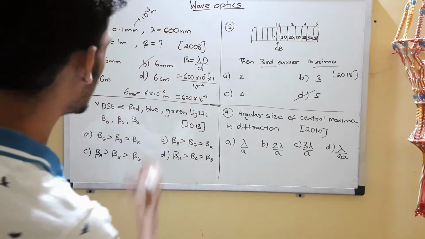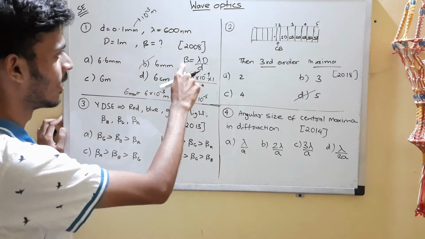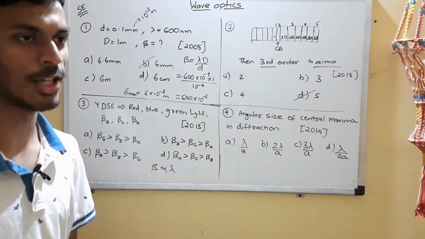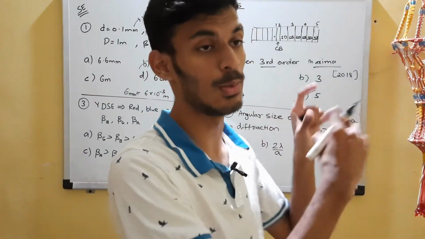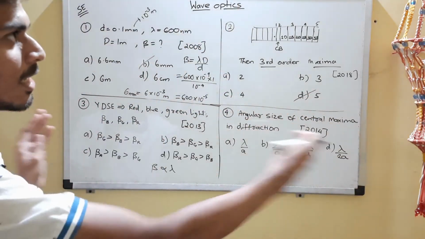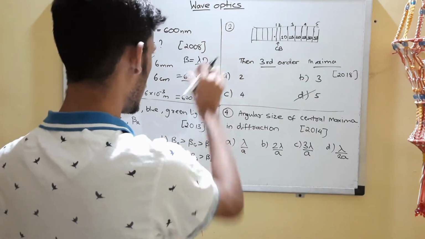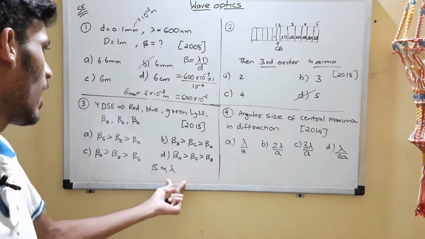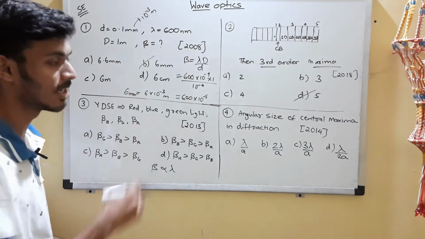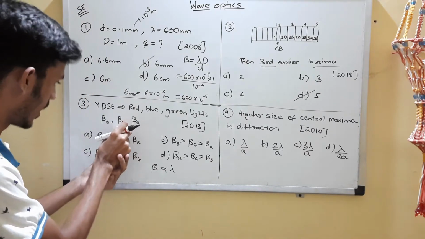Okay, just now we saw that beta is directly proportional to lambda, right? For the same setup, we are not changing the slit width, we are not changing the distance between the two slits, and we are also not changing the distance from the screen. So we are not changing capital D or small d, so you can say beta is directly proportional to lambda. And if you see, red has the highest wavelength, then we'll have green and then blue.